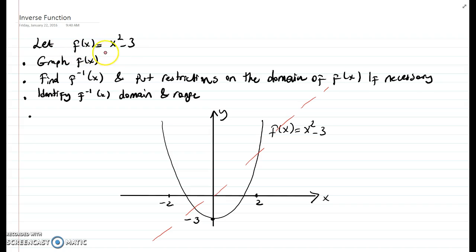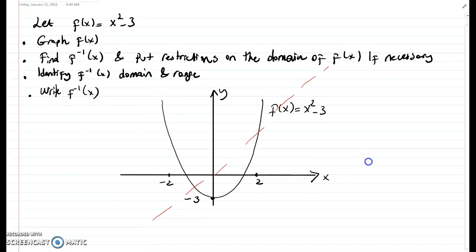So the question is, let f of x be x squared minus 3. I want us to graph f of x first and then find its inverse, but thinking that there might be some restrictions on the original function f of x if necessary, then figure out what is f inverse of x and identify its domain and range. Also, we need to write f inverse of x as a function rule.